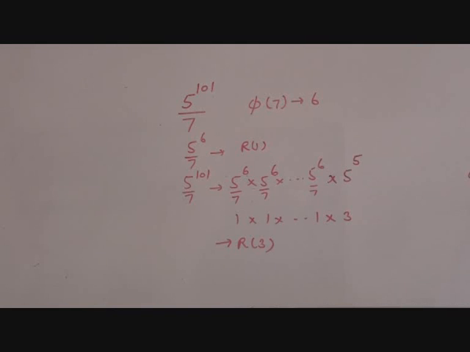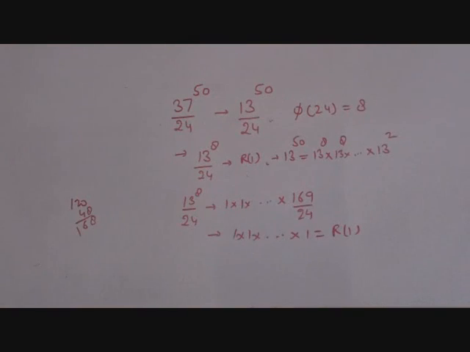So I'll break 5 raised to 101 as 5 raised to 6 into 5 raised to 6 into 5 raised to 6 up to 16 times into 5 raised to 5. Now 5 raised to 6 I know will give me remainder 1. So the problem becomes 1 into 1 into 1, and 5 raised to 5 will give me remainder 3 with 7. So I'll get 1 into 1 into 1, 16 times, into 3, and the remainder would be 3. One more example. What is the remainder when 37 raised to 50 is divided by 24?